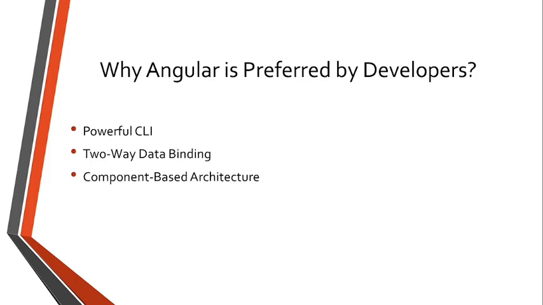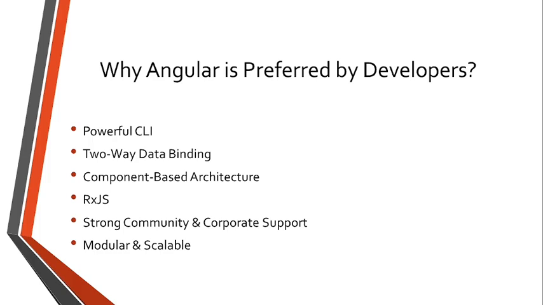3. Component-based architecture. Angular is built on a component-based architecture, which means that each part of your app is self-contained, making it easier to organize, maintain, and scale large applications. 4. RxJS for reactive programming. Angular integrates RxJS, which allows developers to work efficiently with asynchronous data. This is particularly useful for handling HTTP requests and managing real-time data. 5. Strong community and corporate support. Angular is backed by Google, and it has an enormous community of developers creating tutorials, libraries, and tools that make development easier. Plus, Angular is widely used in enterprise-level applications, so you can trust it for long-term projects. 6. Modular and scalable. Whether you're building a simple app or a complex enterprise-level platform, Angular offers the tools and structure to make your app scalable and maintainable.